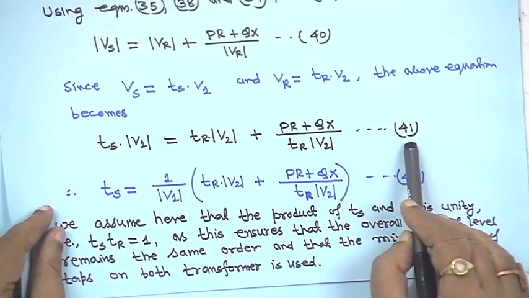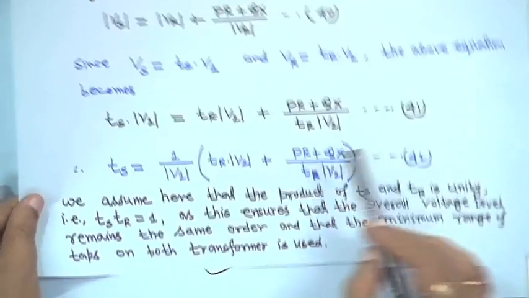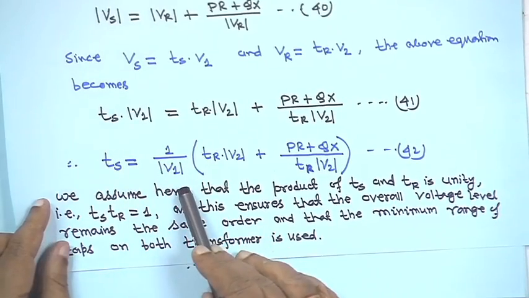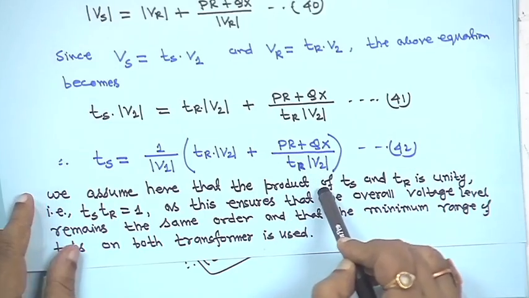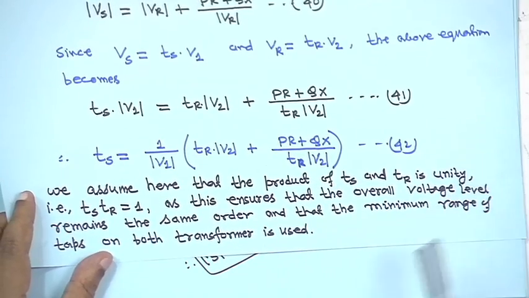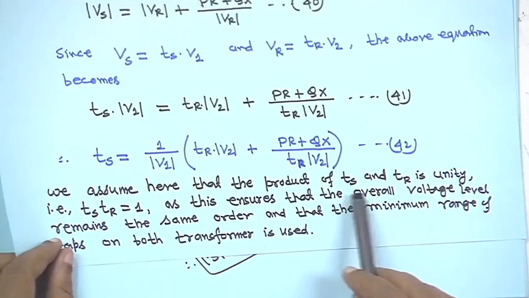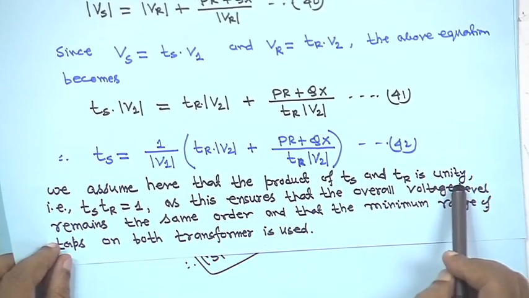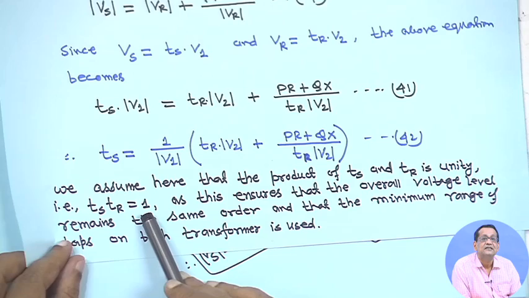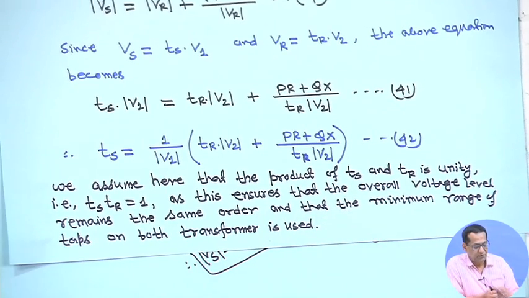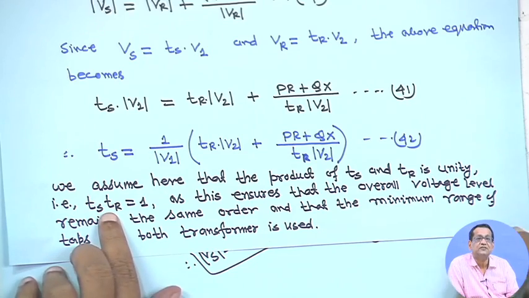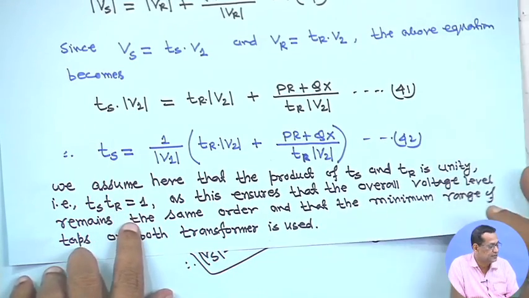This is equation 41. Now, from this equation you can write Ts is equal to 1 upon magnitude V1, in bracket Tr magnitude V2 plus this term. Now, we will assume one thing, we assume here that the product of Ts and Tr is unity, that is Ts into Tr is equal to 1. This ensures that the overall voltage level remains the same order and that the minimum range of taps on both transformers is used. So, this is the condition we will put, Ts Tr is equal to 1.